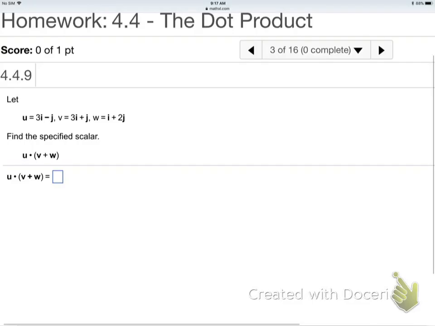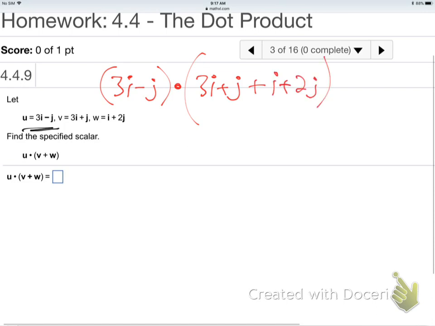Okay, so you want to try that one? So we've got vector u, which is 3i minus j, vector u dotted with v plus w. So that's 3i plus j, add w, which is i plus 2j. Right, this is v, this is w, and this is vector u.